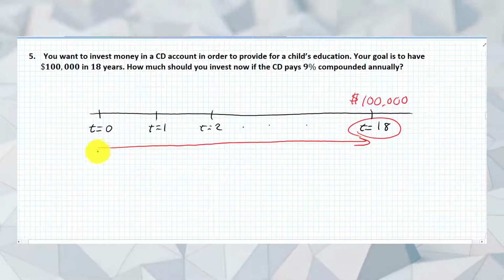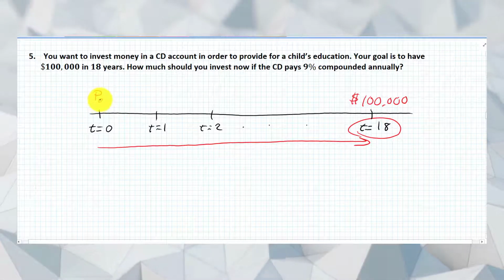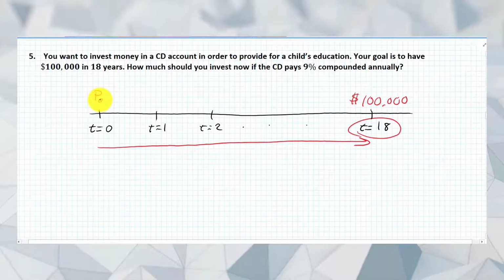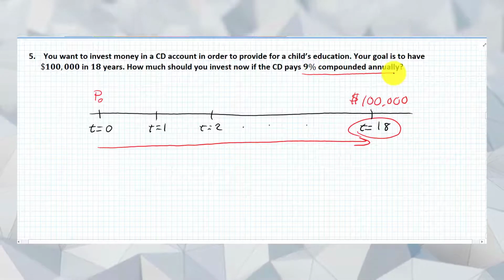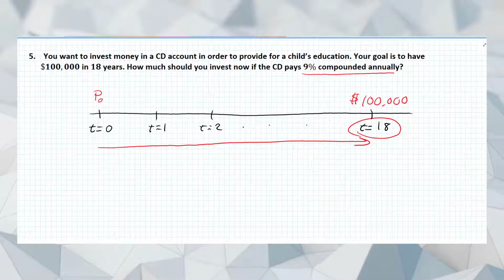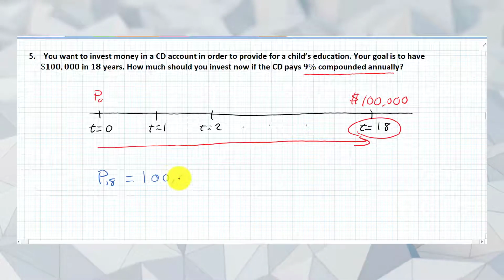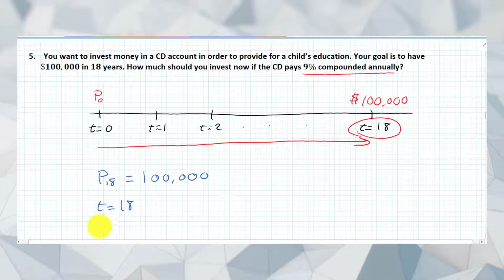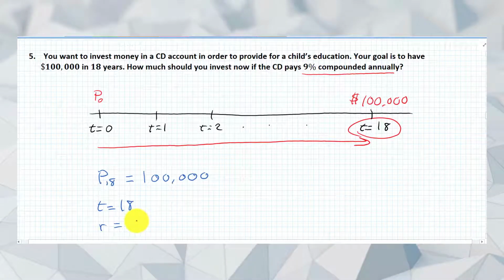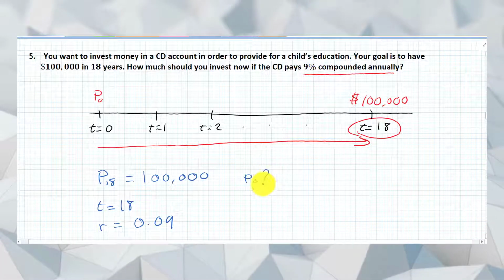What do I do for that? I'm going to invest a certain amount. I don't know what it is. We call it the present value or P naught. And I'm investing it in a CD account that pays 9% interest compounded annually. So in this case, what do I know? I know P sub 18. P sub 18 is $100,000. I know T equals 18. I know R equals 9%, so 0.09. But I do not know P0.